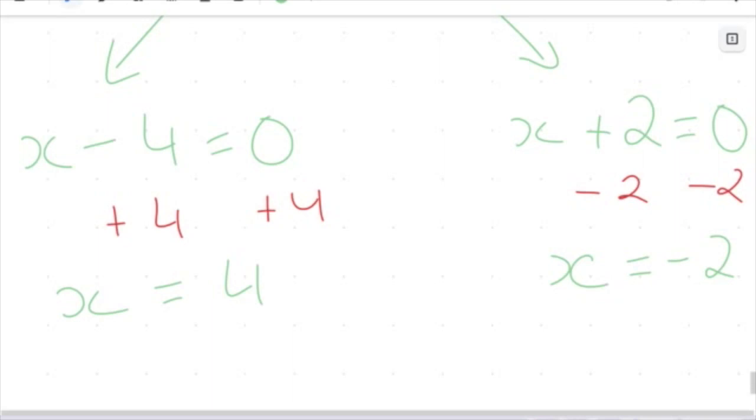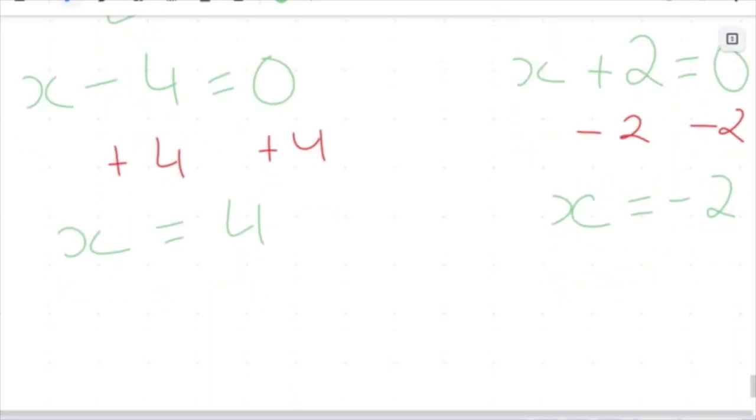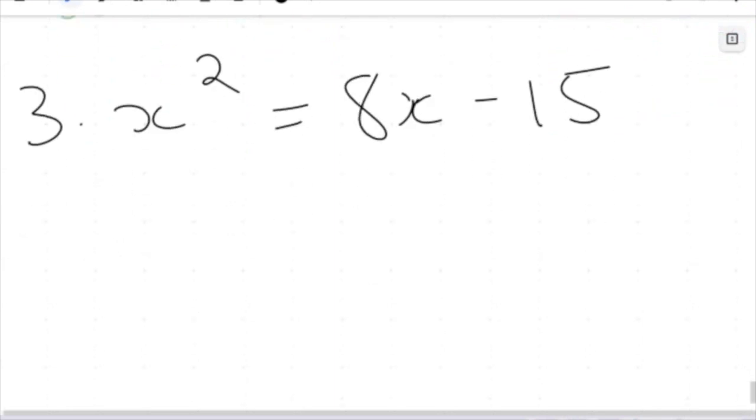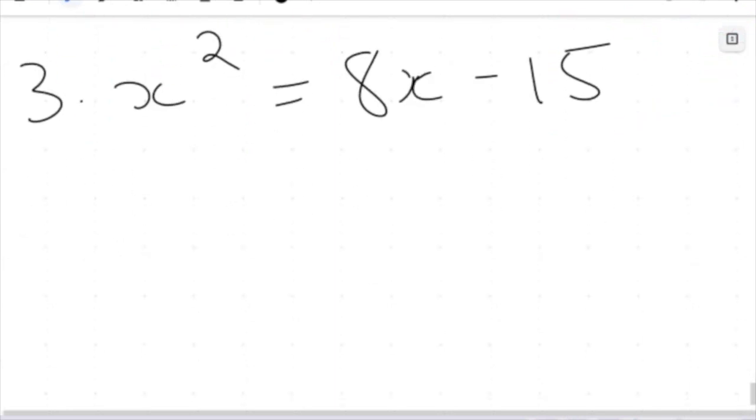Now let's do 2 more questions here. Let's do this question here. So we'll go x squared equals 8x minus 15. Now, to solve this, remember, with solving any quadratic equation, I want all of my terms on one side equaling 0. This is the standard form of quadratic equations.